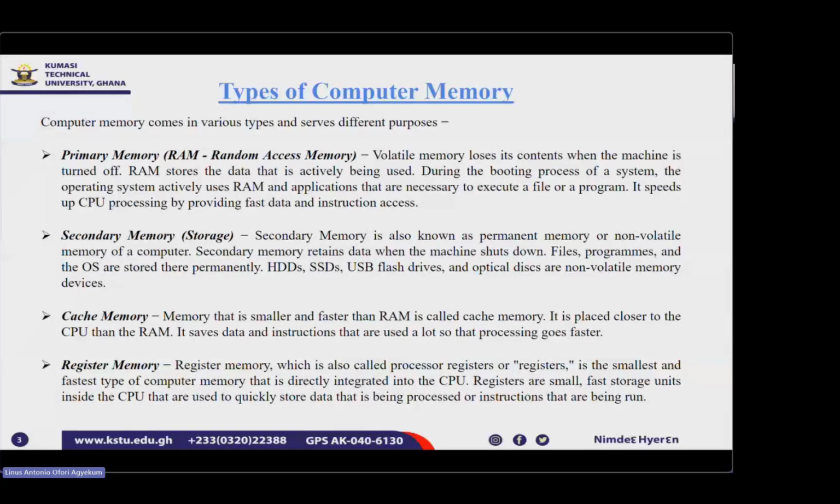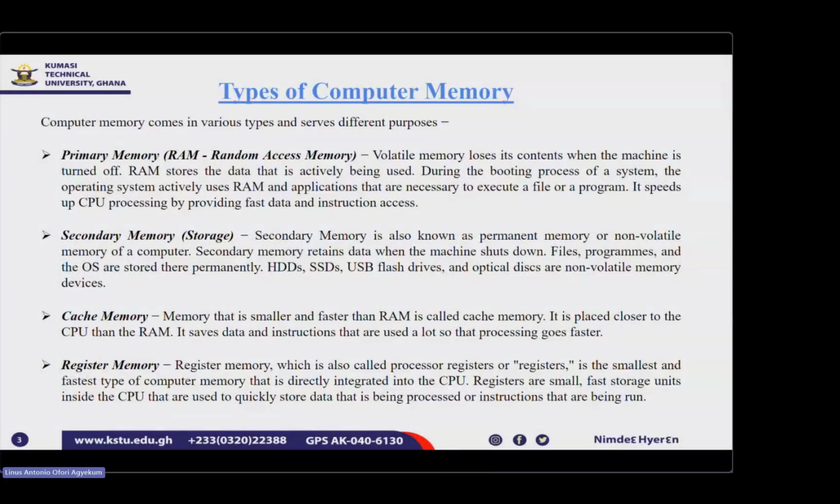Another type or kind of memory is the register memory. Now, the register memory, which we can also call the processor register or registers, is the smallest type of computer memory. But this is integrated within the CPU, that is the central processing unit.